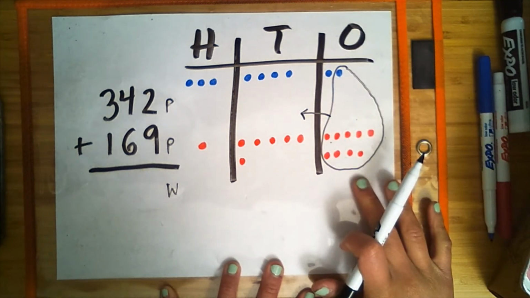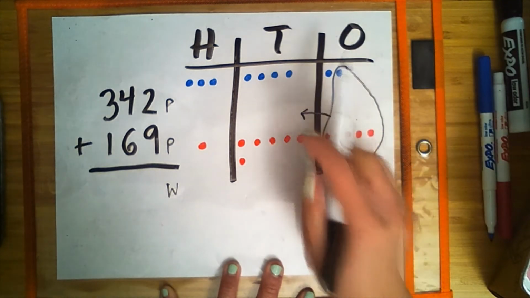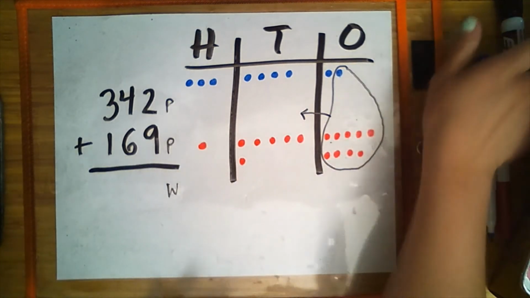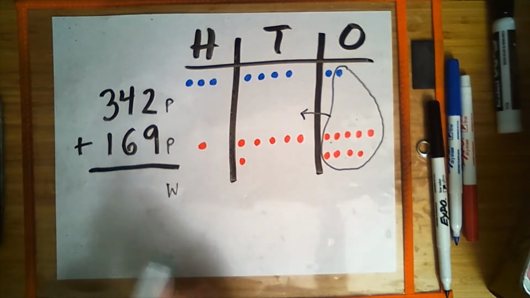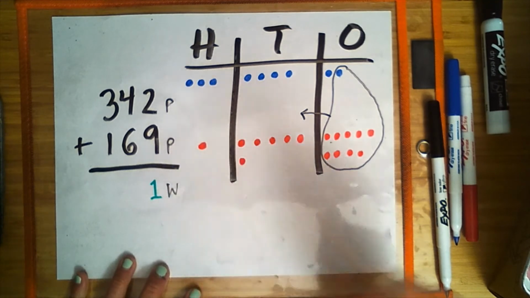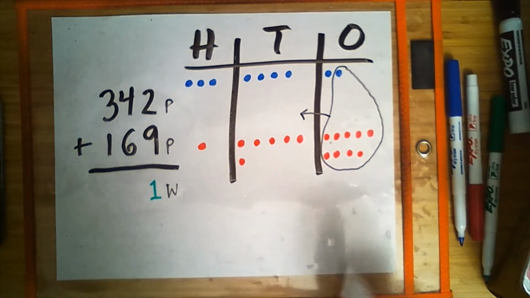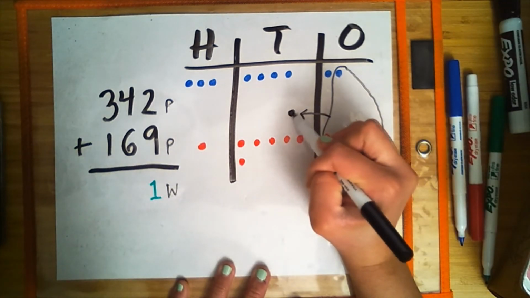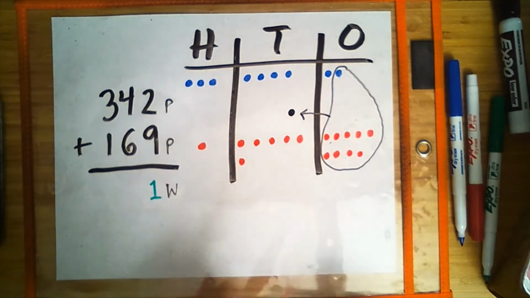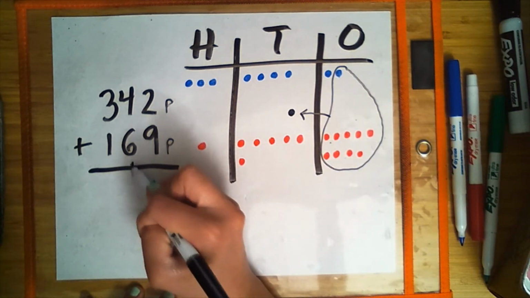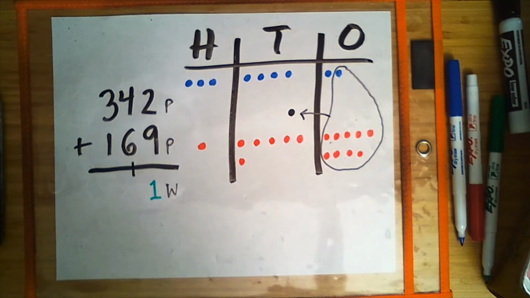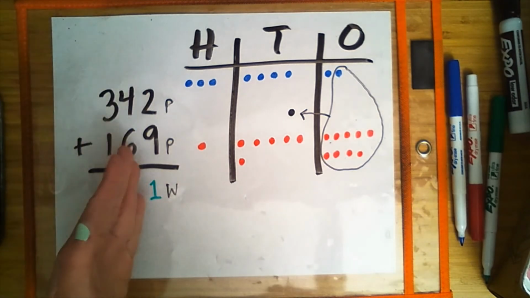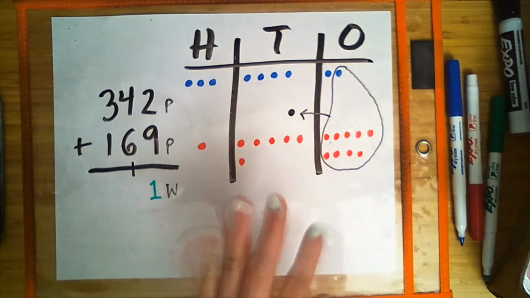Now that I've bundled 10 ones, I only have one left. So I'm going to write that down. And I also have a brand new 10. I'm going to put it down here under the 6 in my tens column to keep track of my work.